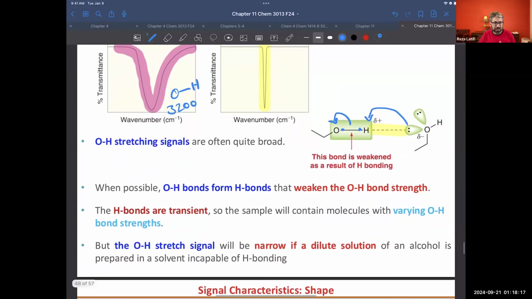Now, how can I make it narrow? Anything that reduces the number of hydrogen bonds will make the peak narrow. So if you dilute it with a huge amount of solvent that is not going to be involved in hydrogen bonding, technically your OH signal will turn from a broad shape to a narrow shape. But your solvent should not be able to get involved in hydrogen bonding with the OH.